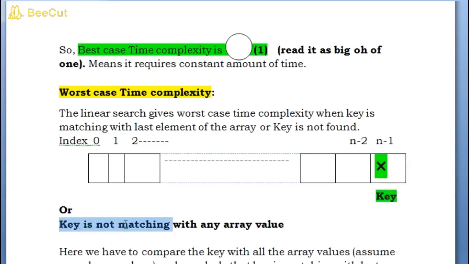Or if the key is not matching with any array value, that means the key is not found in the array, we compared the key with the first value, second value, third value and so on, up to the last value of the array, but the key is not matching with any array value, then we say that the key is not found. In that situation also the linear search mechanism gives worst case time complexity.